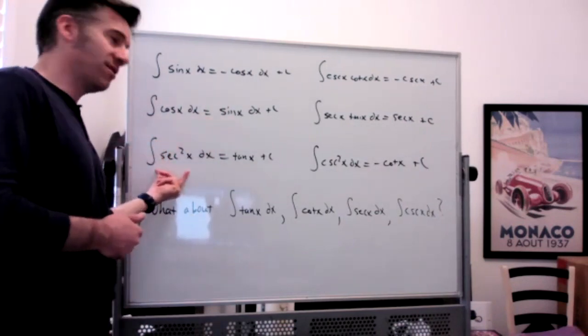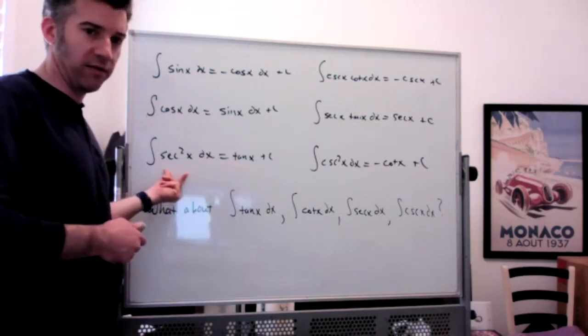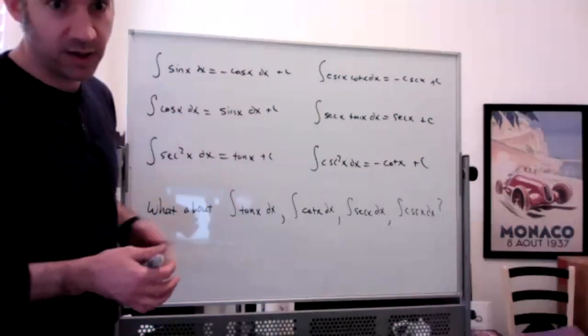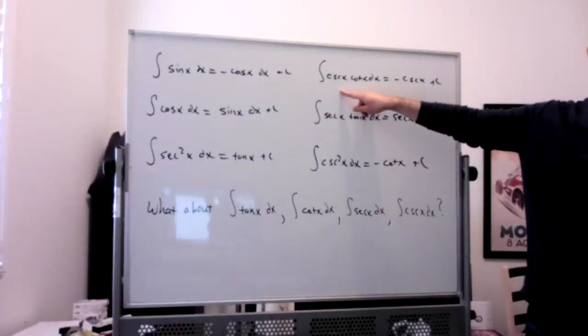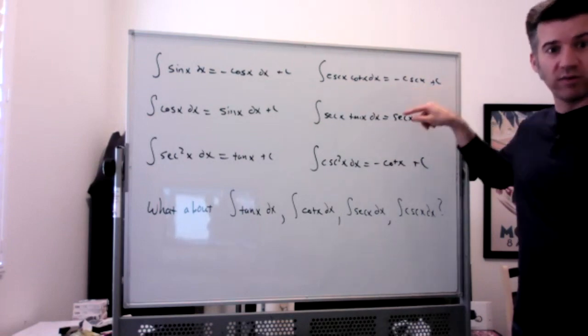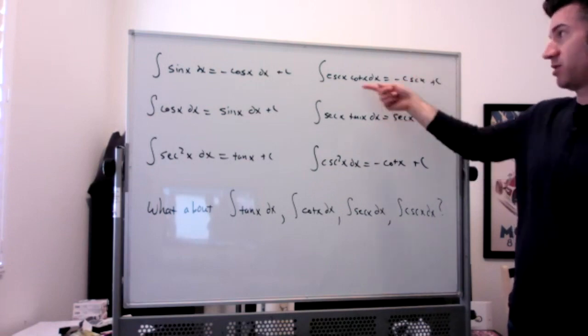And the antiderivative of secant squared is tangent of x, because the derivative of tangent of x is secant squared of x. I'm not saying the plus c, right? The plus c is there. The antiderivative of cosecant of x times cotangent of x is negative cosecant of x plus c, because the derivative of negative cosecant is negative cosecant of x times cotangent of x.